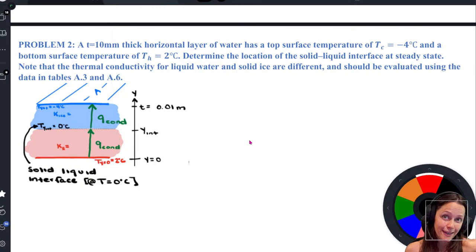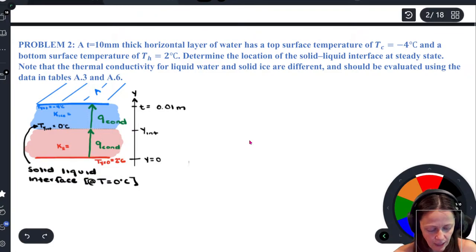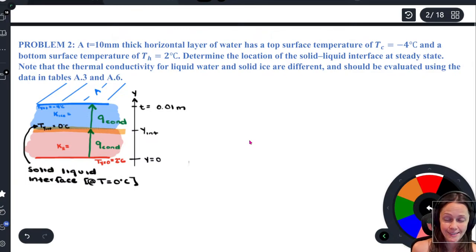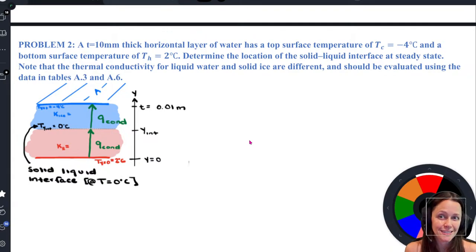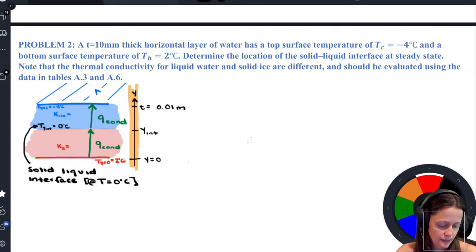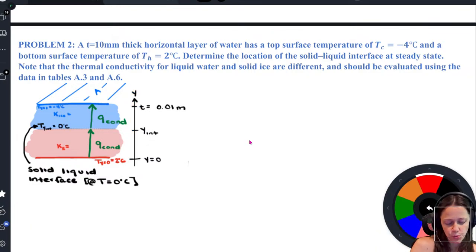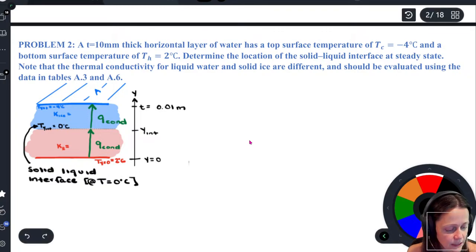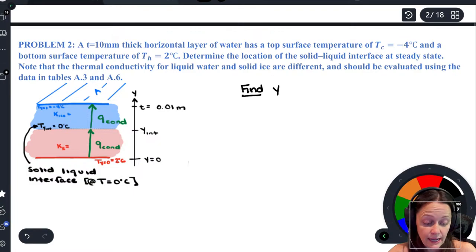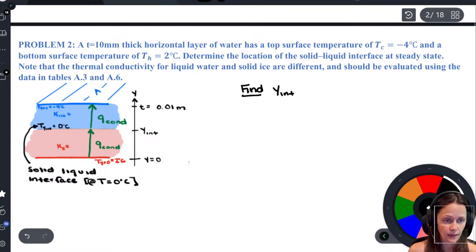So clearly, at some place between what's at 2 degrees and what's at negative 4 degrees, you're going to have this interface where it's at 0 degrees. It doesn't say the solid-liquid interface is at 0 degrees, but we kind of have to put two and two together. And you can see that I've put a little coordinate system in here. At y equals 0, that's where it's 2 degrees. At y equals 0.01 meters, it's at negative 4 degrees. So what I'm trying to find is what is that coordinate? Where is that interface located?